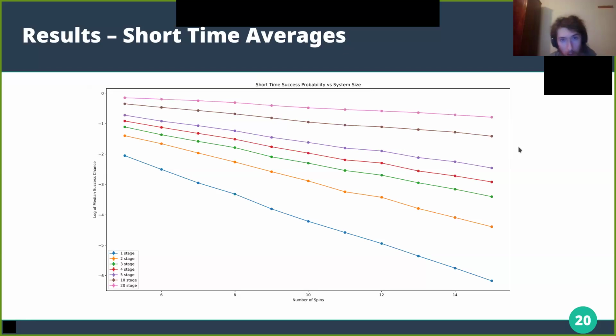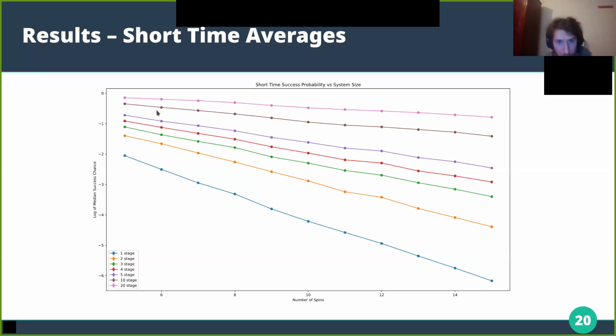And when we look at the short time average, we get a very similar result. It's not as flat, both in terms of the actual gradient of the line and also how close the line is to being straight. But we still get the same idea. As we add more stages, we get a flatter line.